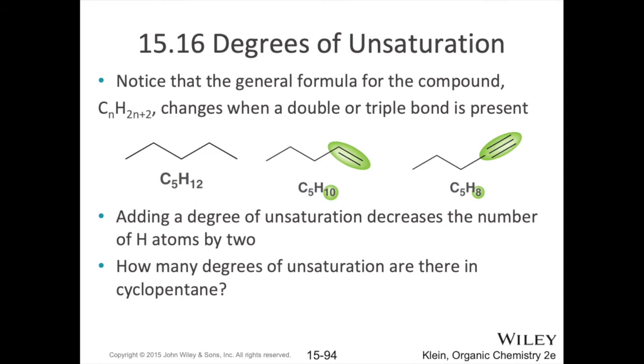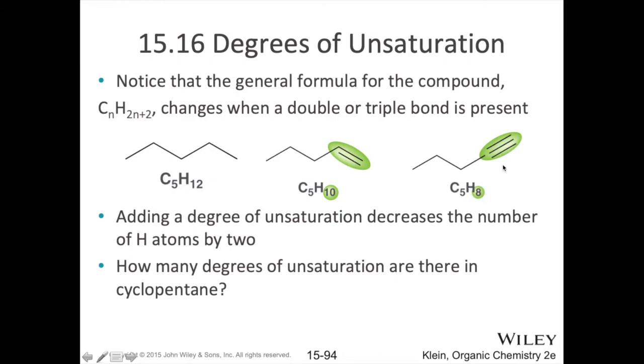So, where we can figure out degrees of unsaturation comes in from where this formula deviates from that pattern. Pentane has the formula C5H12, but let's say we had 5 carbons but fewer than 12 hydrogens. For example, here we have a double bond. Okay, we've got an alkene. Notice that in doing so, our formula drops down to C5H10. That double bond is a degree of unsaturation.